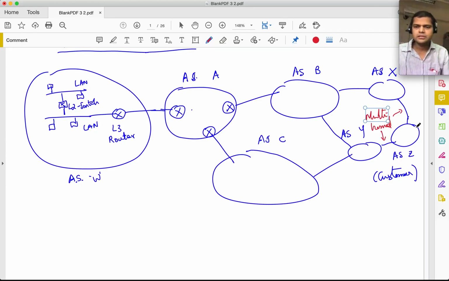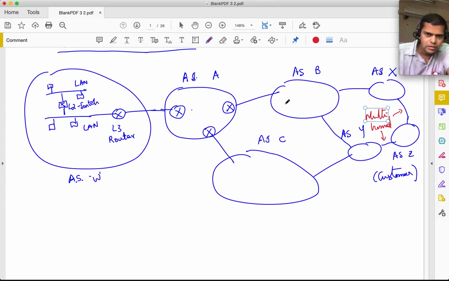So who's the customer and who's the provider? Well, it really depends on who's paying whom. So let's say this person wants internet service and he's paying these two autonomous systems. So I'm calling him a customer, and since he's connected to more than one, he's a multi-homed customer.